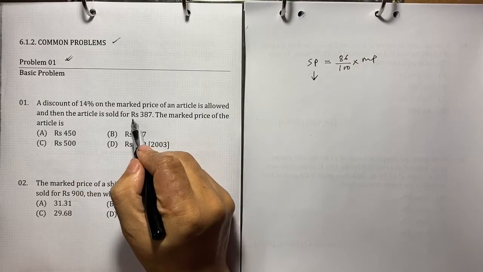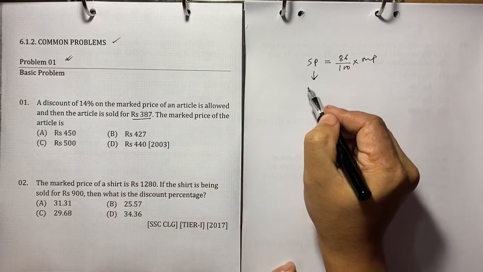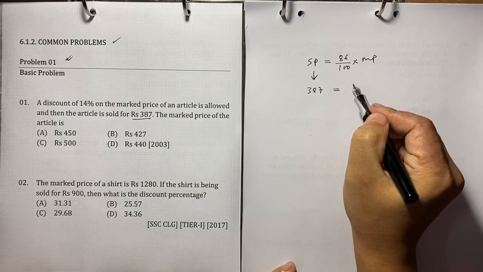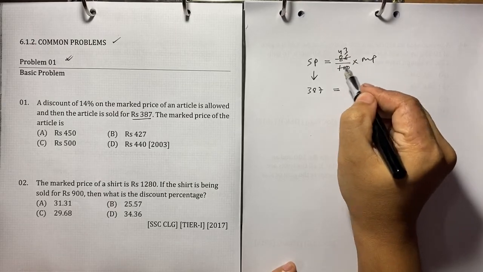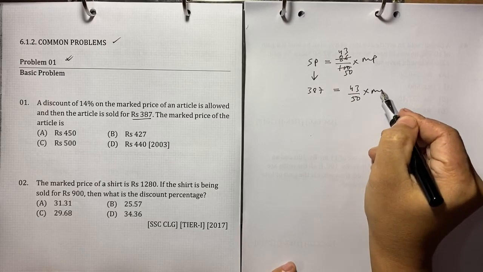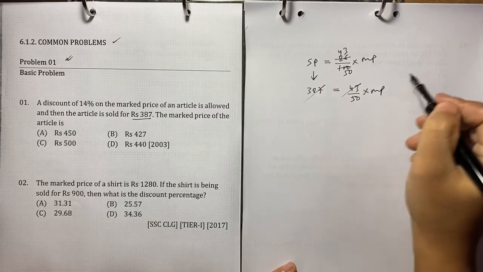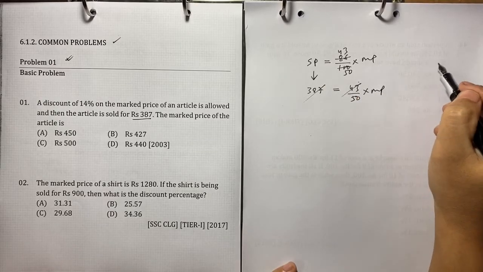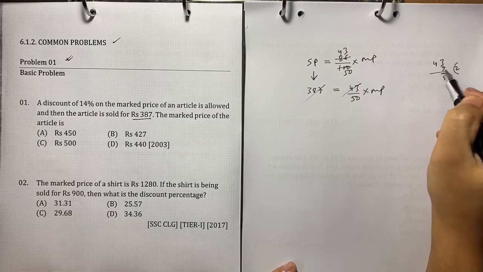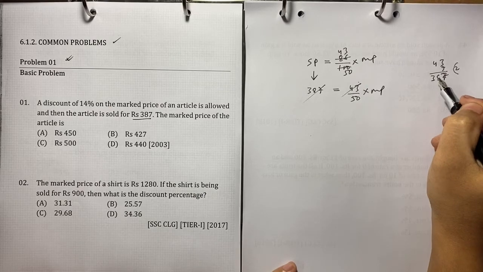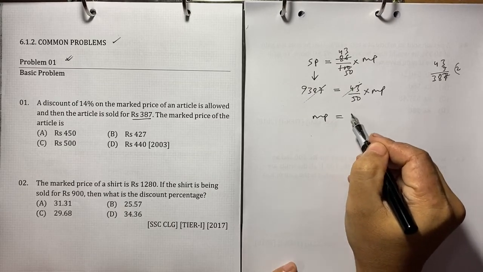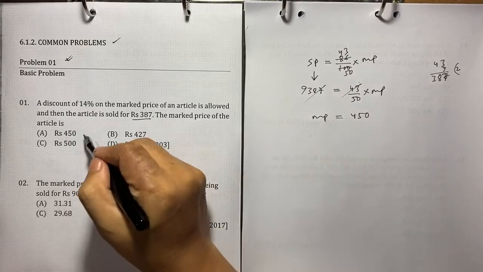The article is sold for this many rupees, meaning the selling price will be 387, equal to 86 divided by 100 into mark price. Cancel, so 43 divided by 50 into mark price. Then cancel the 18 and we get 9. Cross multiply, so this will be 450. So this will be the answer.